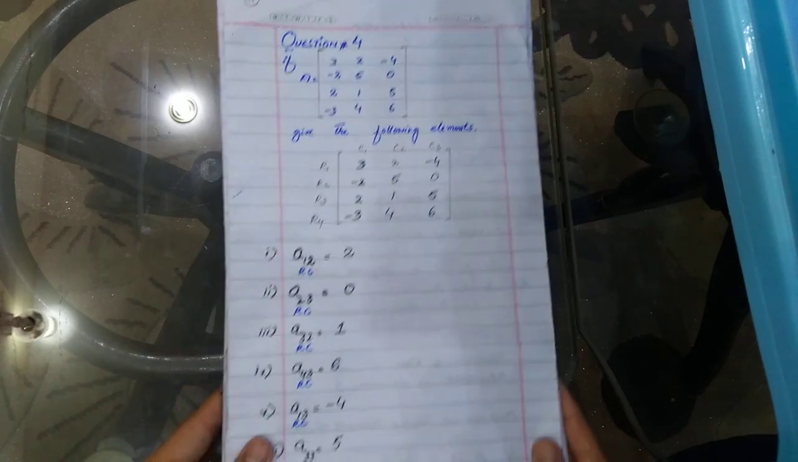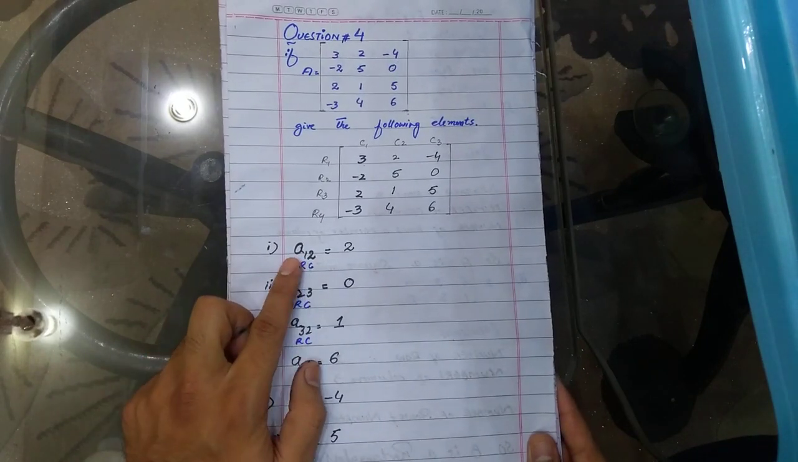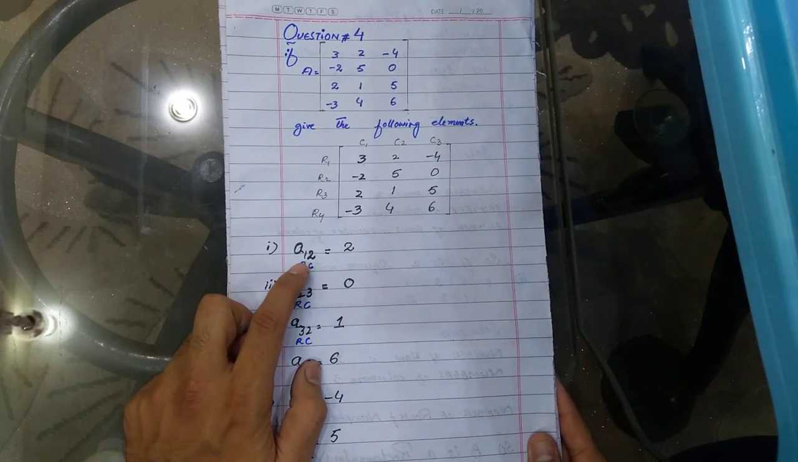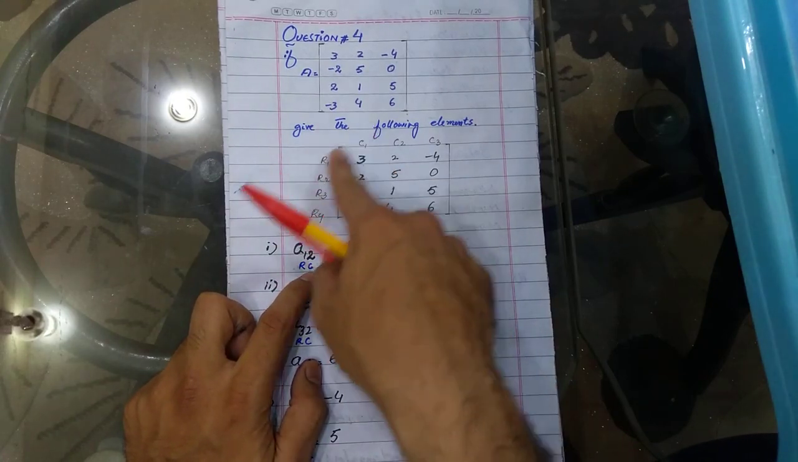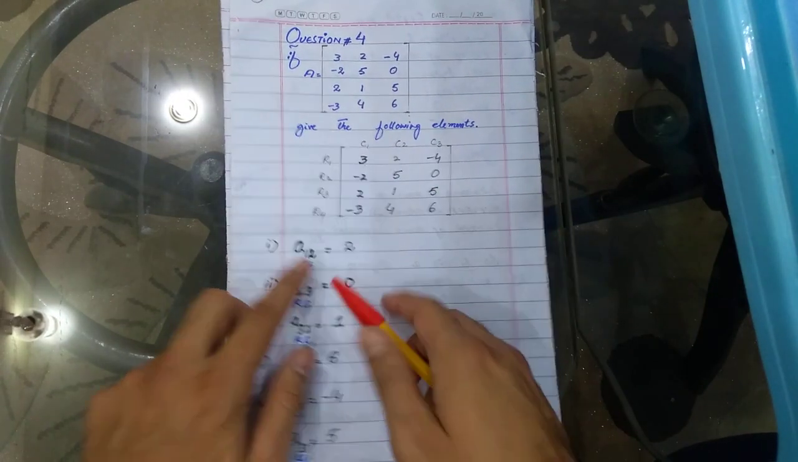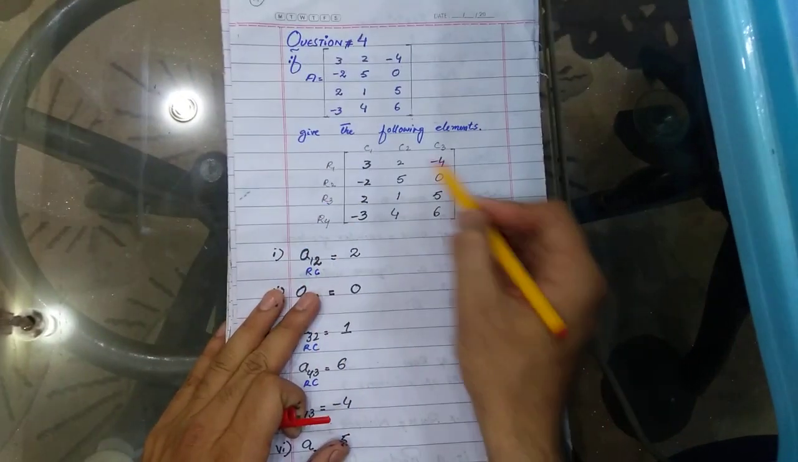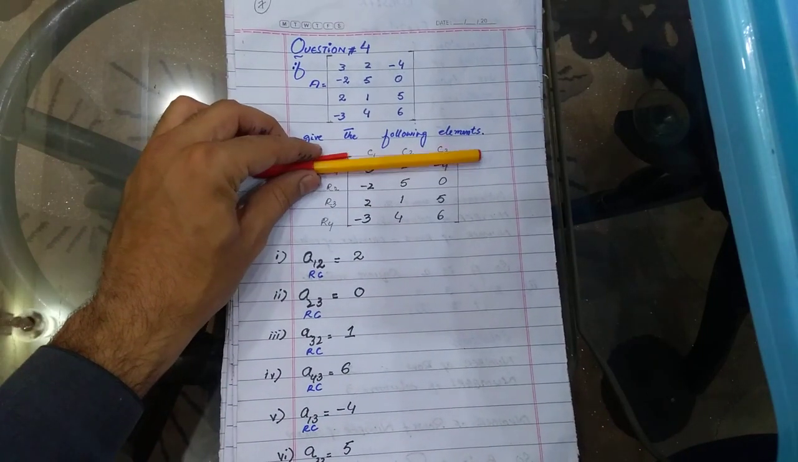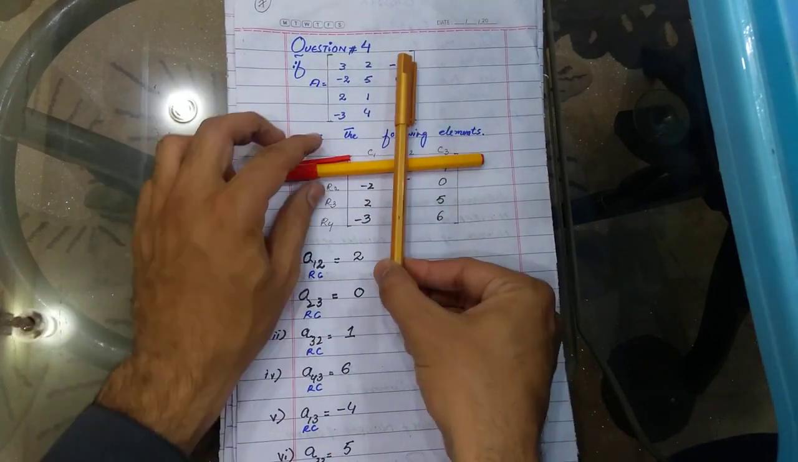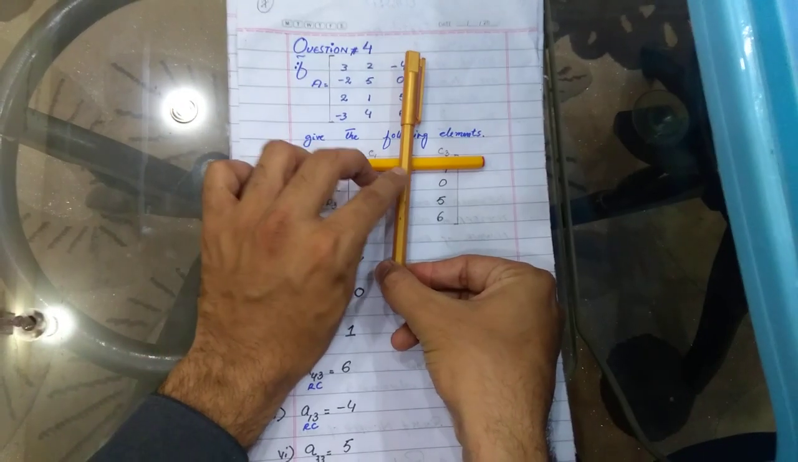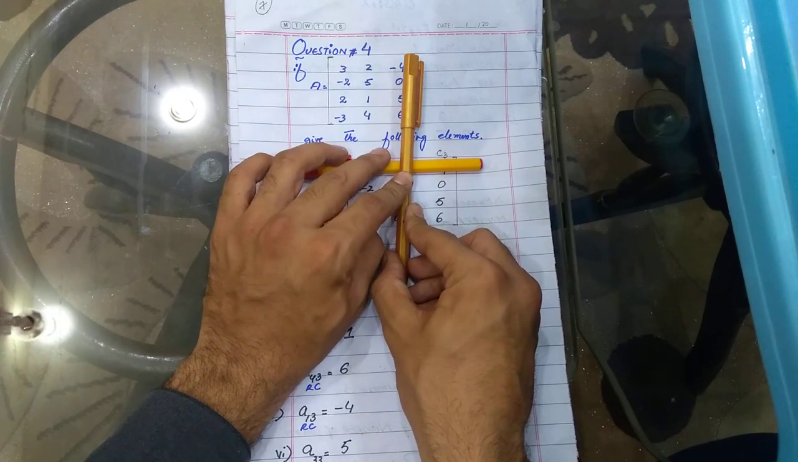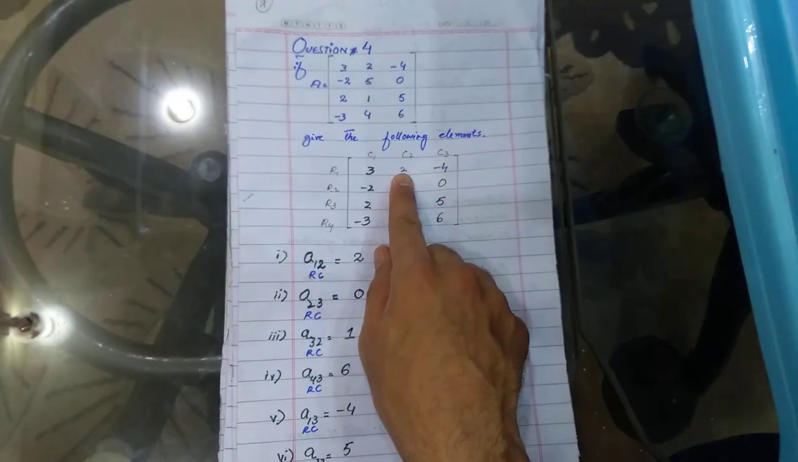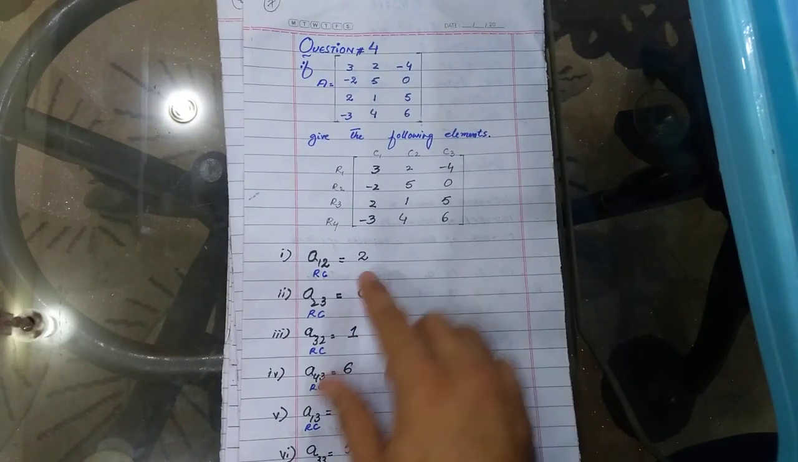So look here, students, the first entry name is A12. 1 means first row and 2 means second column. First row, second column. Look here, this is your first row and second column. This red pen is the first row while this marker is the first column. The meeting point of this pen and marker is my corresponding number, that is 2. First row, second column, so it is 2.